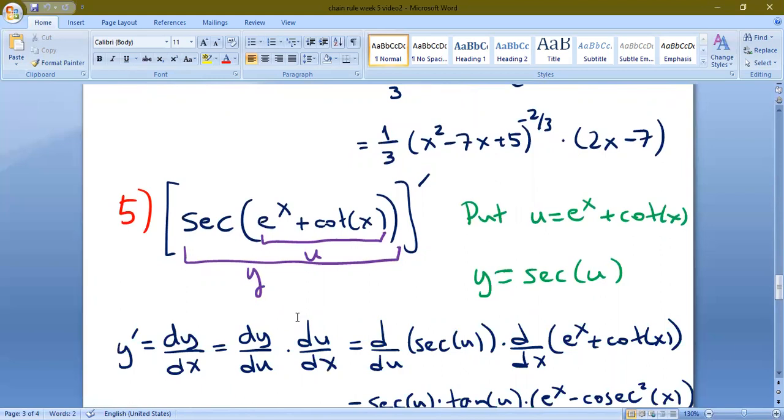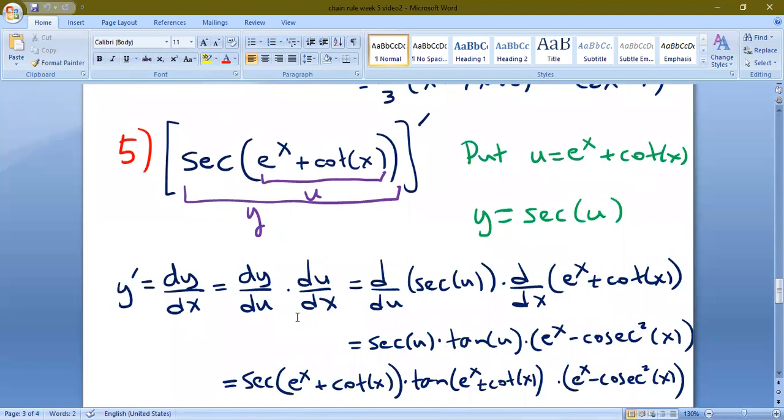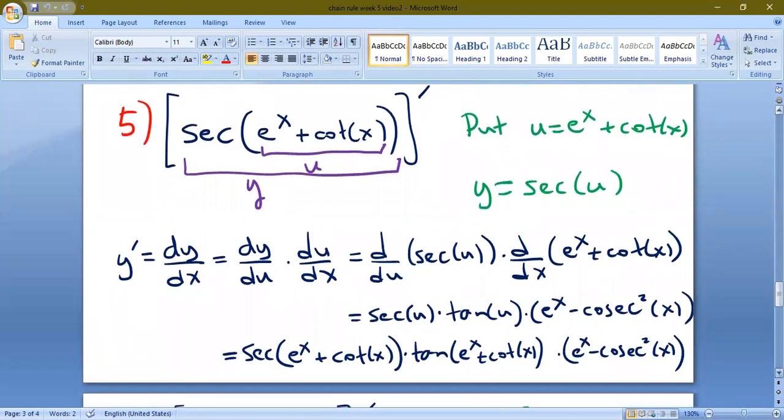And then another example, let's say secant of e to the x plus cotangent, derivative of this function. Now, the first function is e to the x plus cotangent, so call it u. The second function is taking the secant, so call it y. Then write the chain rule, y with respect to u times u with respect to x. So y with respect to u is secant of u with respect to u, which is secant u times tangent u. And u with respect to x is e to the x minus cosecant square x. Remember, the derivative of cotangent is minus cosecant square x. And then put u back, and we have the result.